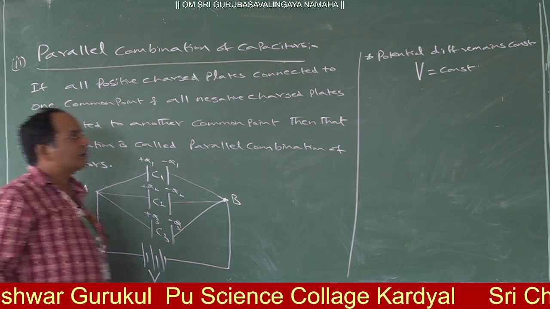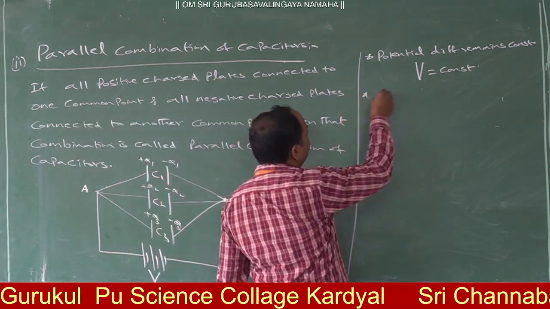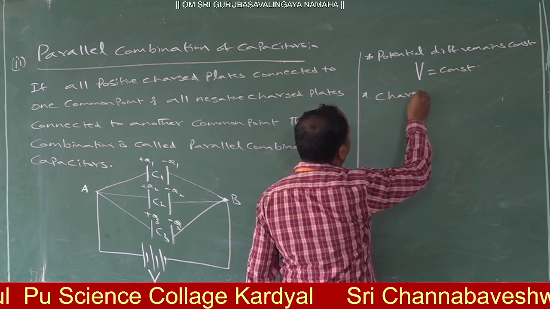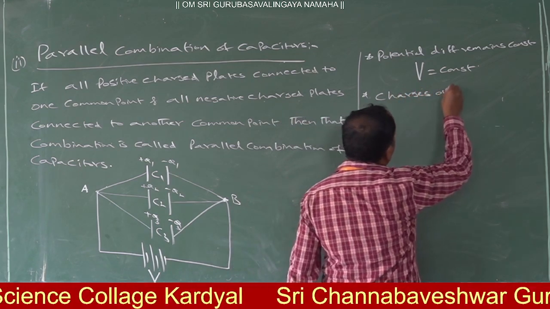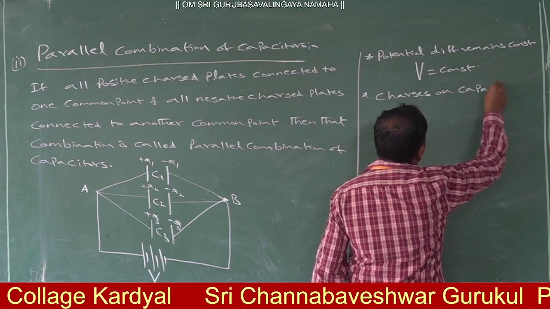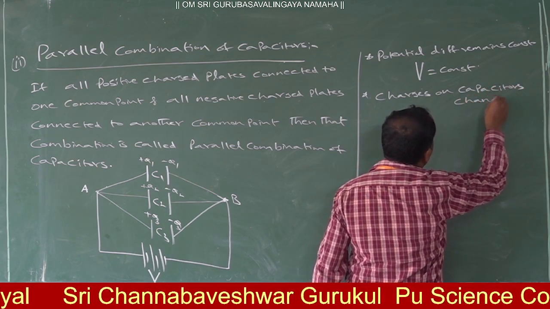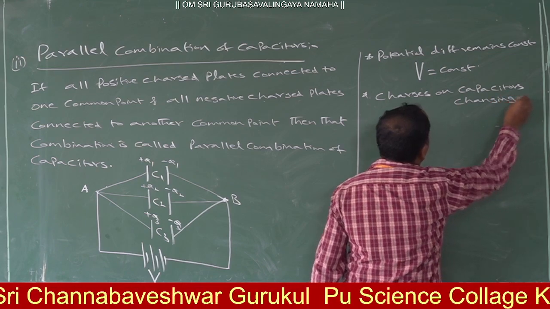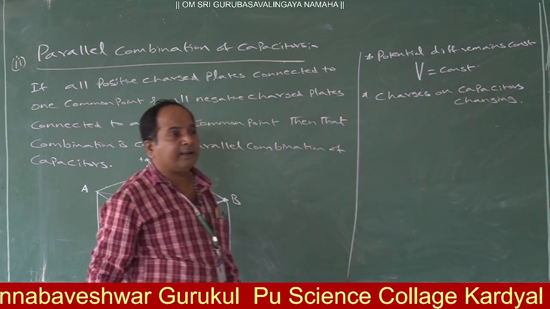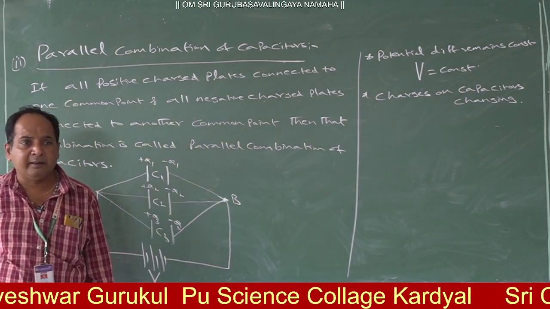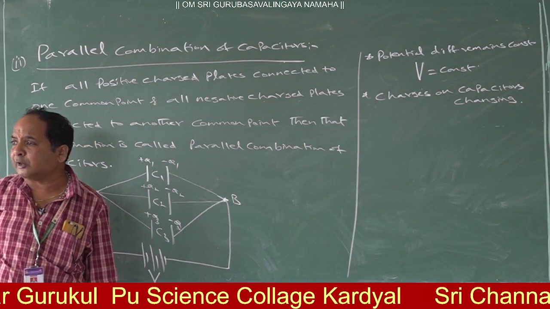Charges are changing. Charges on capacitors, what is that one? Changing. Why? Because the potential remains constant, but the capacitance is different, so automatically the charges are also different.